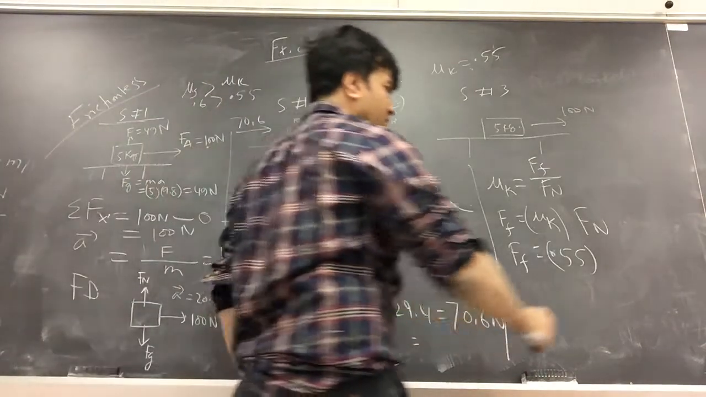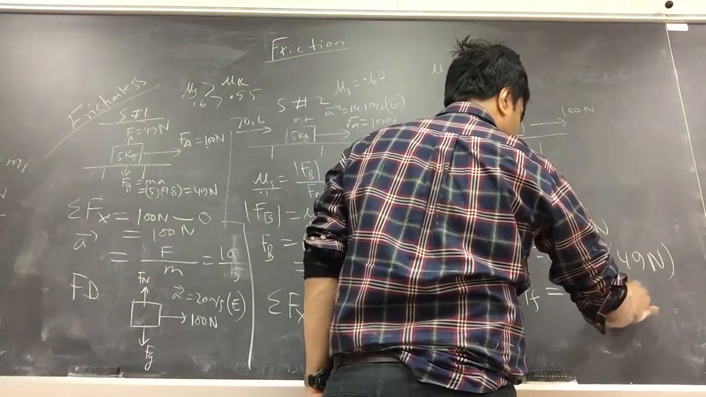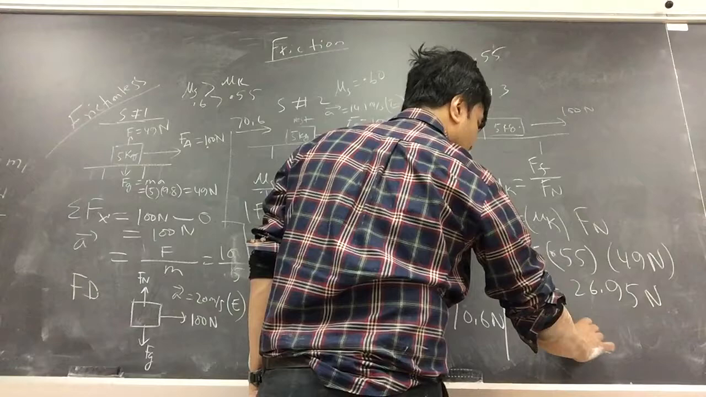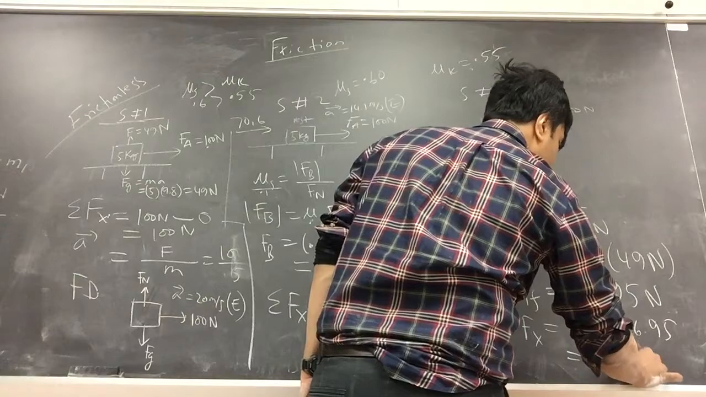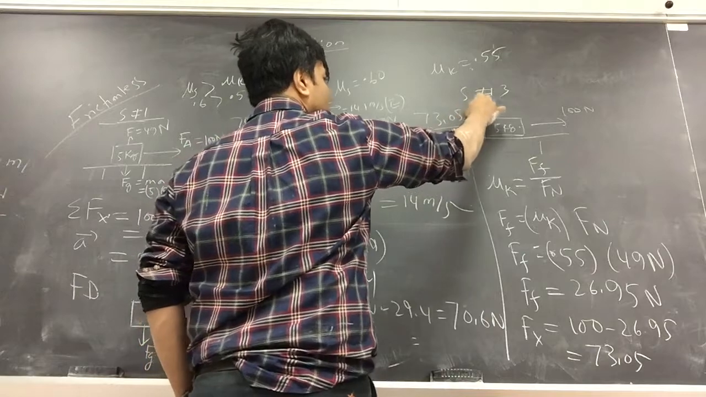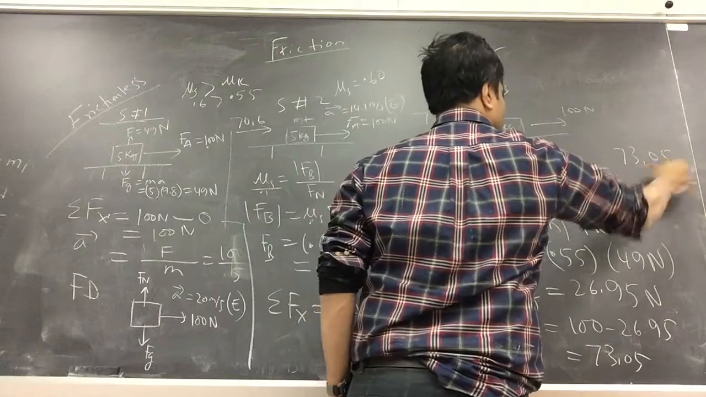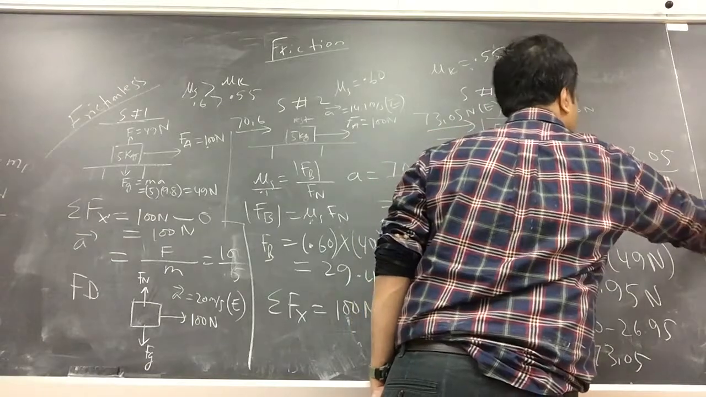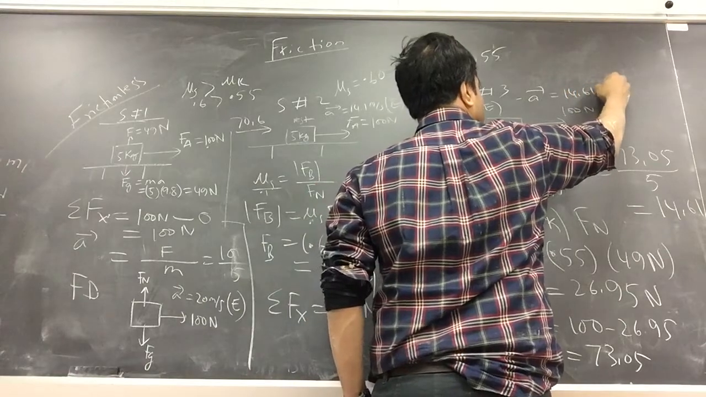So if we do the multiplication, 0.55 times 49 Newton, the friction is 26.95 Newton. Now the net force in the x direction is 100 minus 26.95, 73.05 Newton, in this direction. Now acceleration is 73.05 divided by 5, 14.61 meters per second squared, in the same direction.